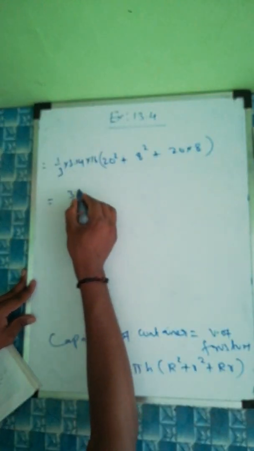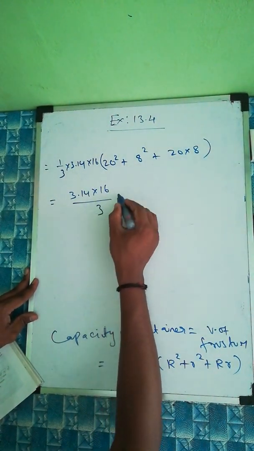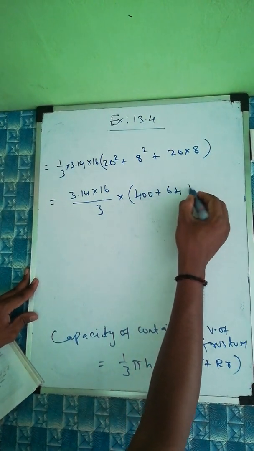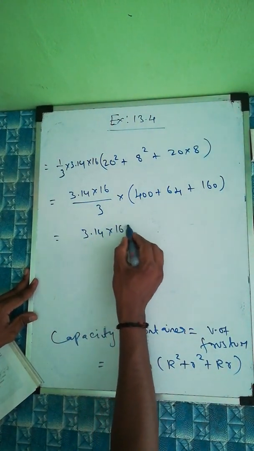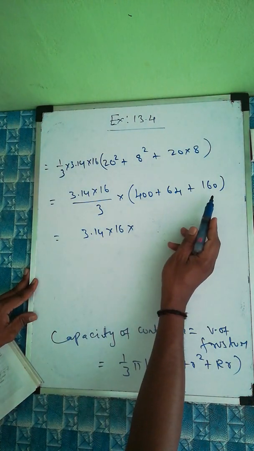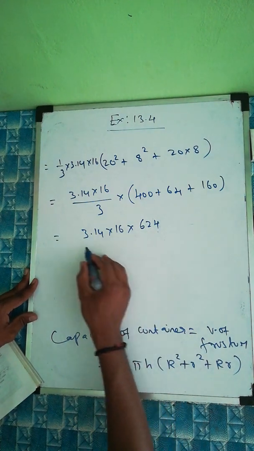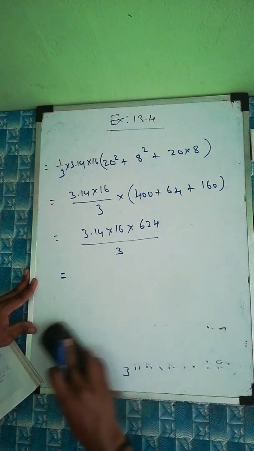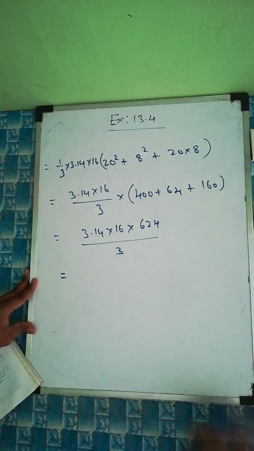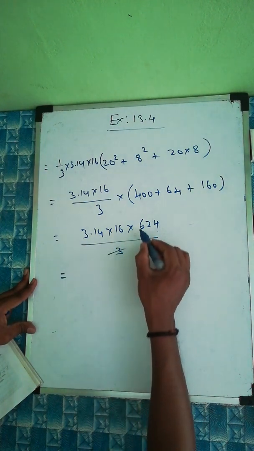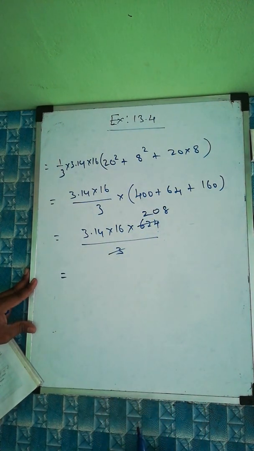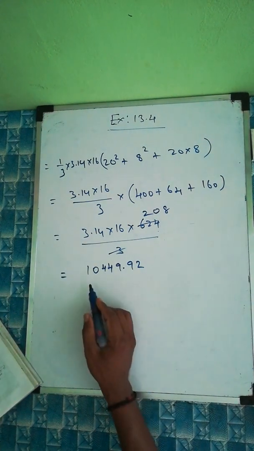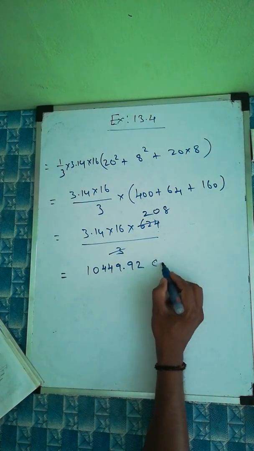So 3.14 into 16 into 400. 8 8s are 64, 8 20s are 160. So 3.14 into 16 into, we'll add all these numbers, 400, 560, 624, divided by 3. Now we can cut here: 3 2s are 6, 3 8s are 24, so 208. Now we'll multiply 3.14 into 16 into 208, and we will get 10449.92 centimeter cube.